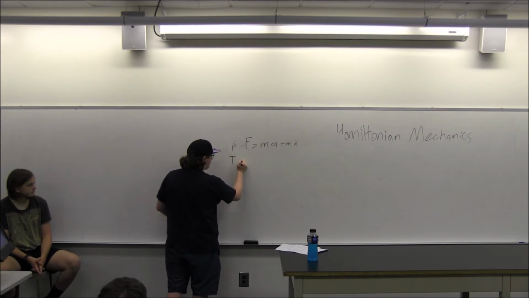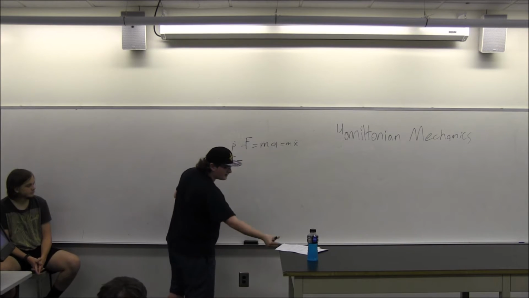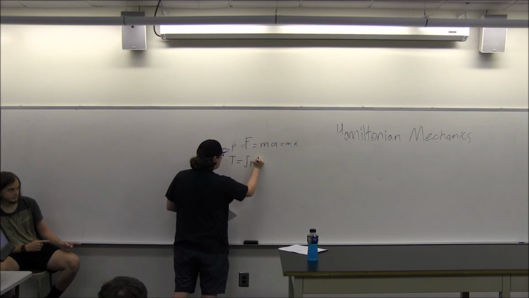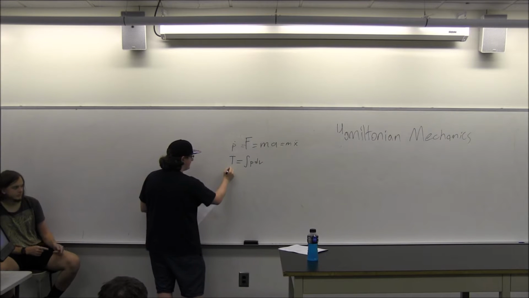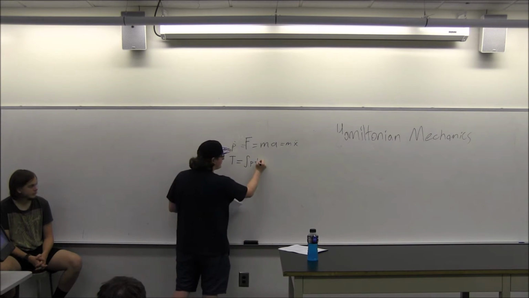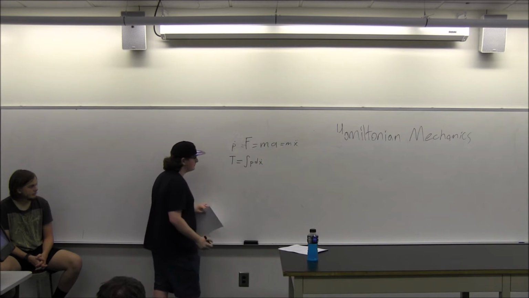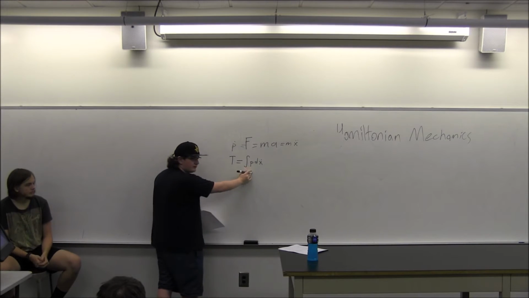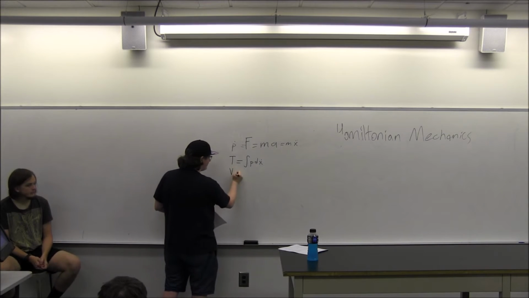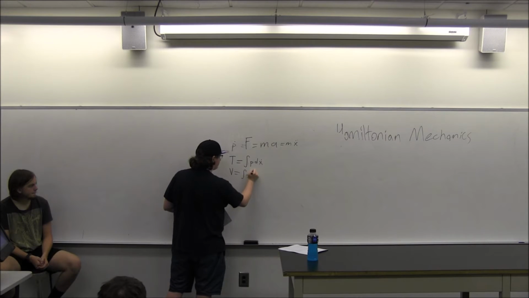A quantity I'm going to call T, and that is the integral of p dv, and this is v as in your velocity. So it's the integral of your momentum with respect to your velocity, and V, which is the integral of the negative force with respect to your distance.